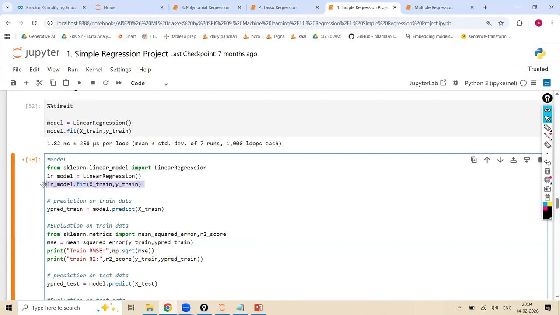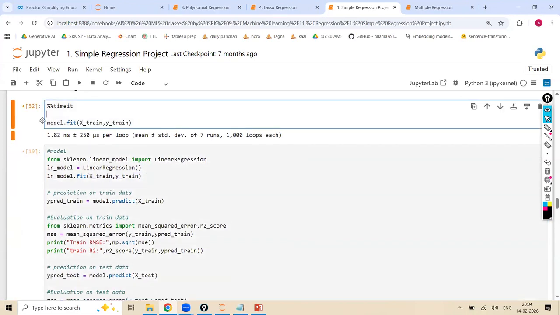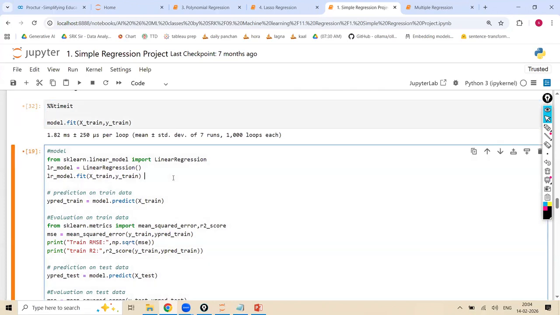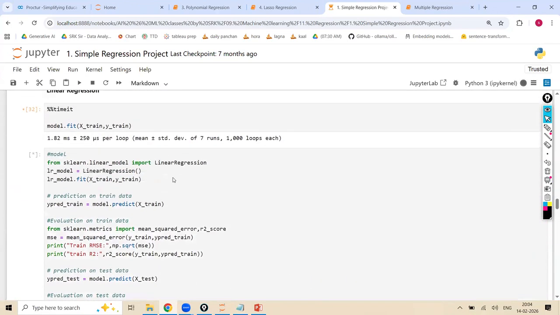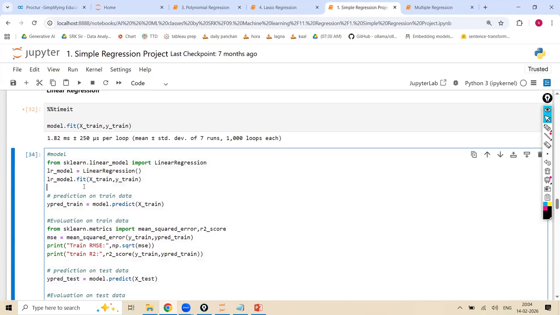For the lasso model, for everything, you have to check the time only for the fit. For the fit, you don't even need to apply this. Only for fit you have to calculate. For example, here I am taking this one. Okay, this is my model name, LR model. Using the LR model only, the entire code has to be written. LR model.